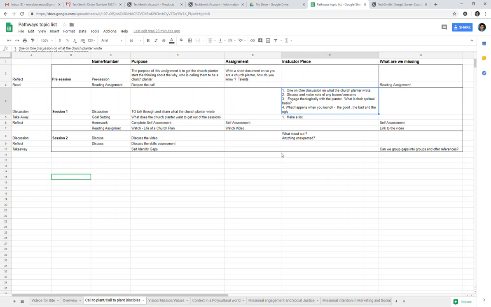The reason we can talk about those items is that the next step is goal setting. What does the church planter want to get out of these sessions? Make a list. That's a takeaway. We want them to say this is what they're going to try to get out of these sessions, so keep a list so hopefully we can meet your goals.